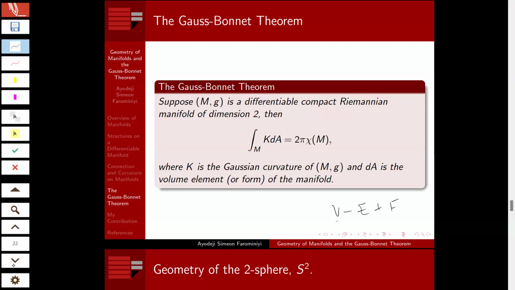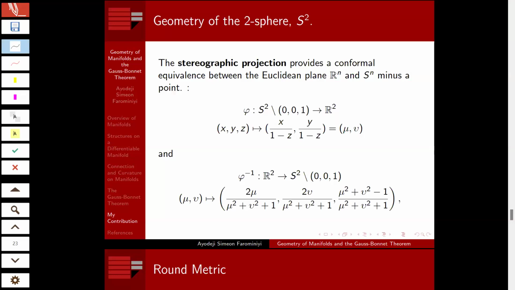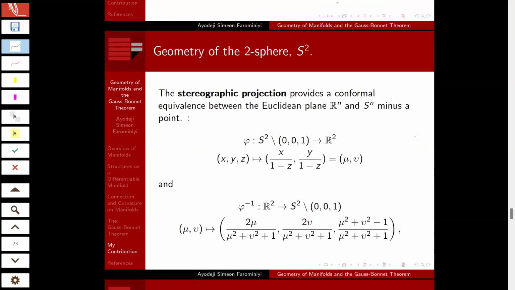Now we can look at an example on a sphere. All the things we've been discussing, we want to look at how they apply to a sphere S^2 embedded in R^3. The stereographic projection provides a conformal equivalence between the Euclidean plane R^n and S^n minus a point. So in particular, R^2 and S^2 minus a pole, such that we go from (x, y, z) to (u, v) = (x over 1 minus z, y over 1 minus z). And the inverse, phi inverse, is given by this map.